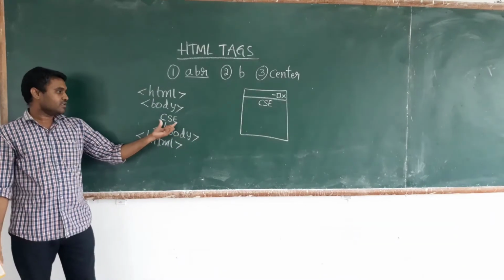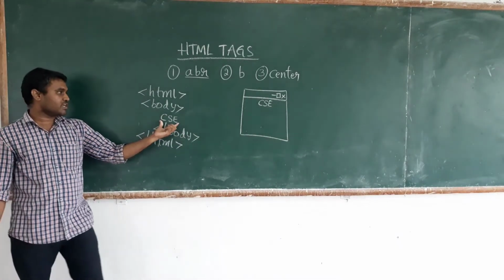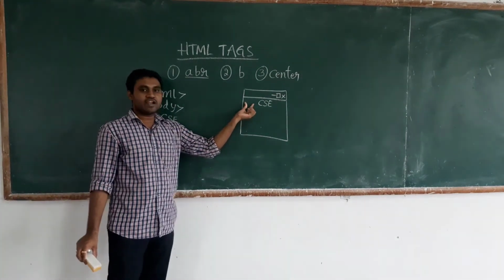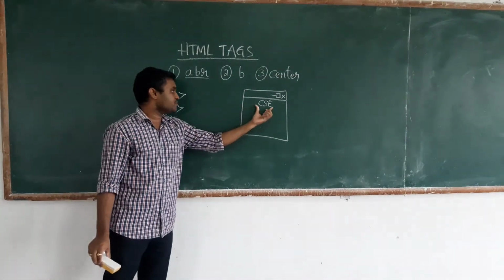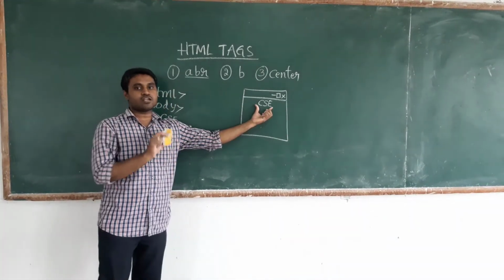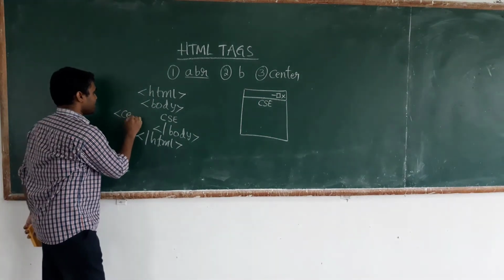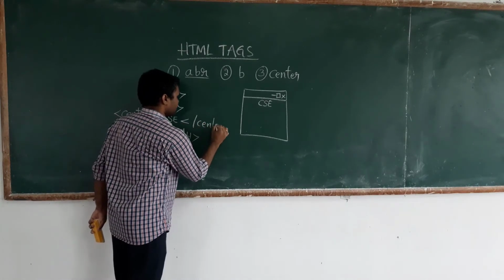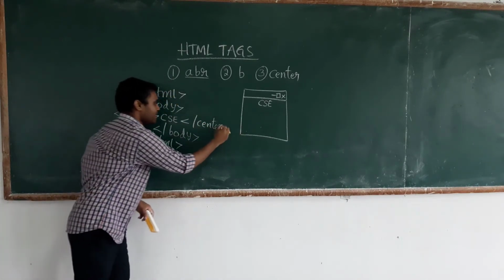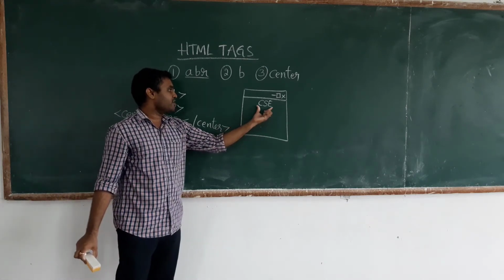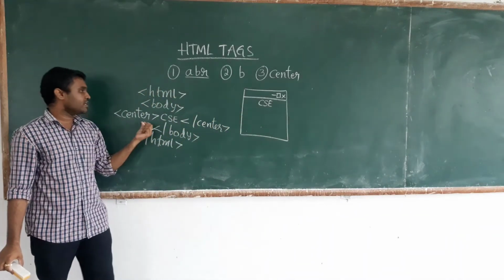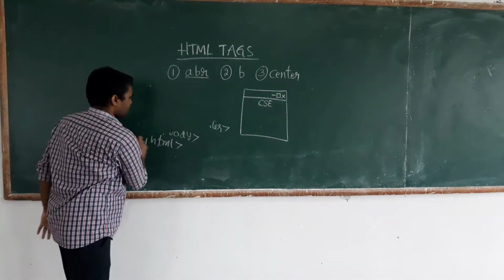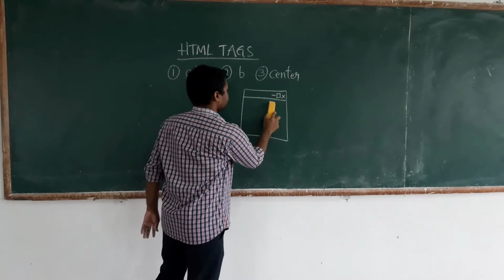Generally the web browser displays all the text in left alignment. So if you write like this, CSE will be displayed here on the left side. But if you want this text to be displayed in the middle or center of the line, in such cases I can write a tag like this: <center></center>. If you don't use this tag, then CSE will be displayed on the left side. If you use this tag, it will be displayed at the center of the line. Okay, this is the third tag.